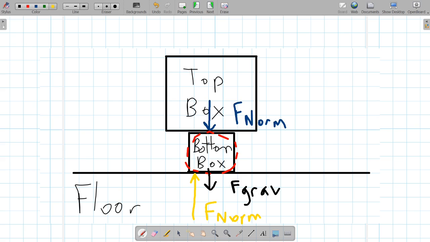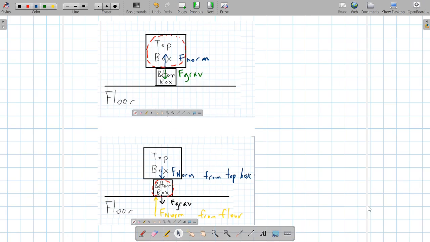And I'm going to call this normal force from floor. And I'm going to label this normal force from the top box, because it's pushing down on the bottom box.